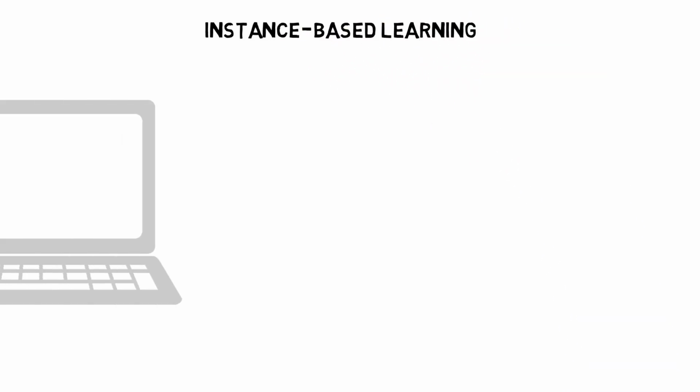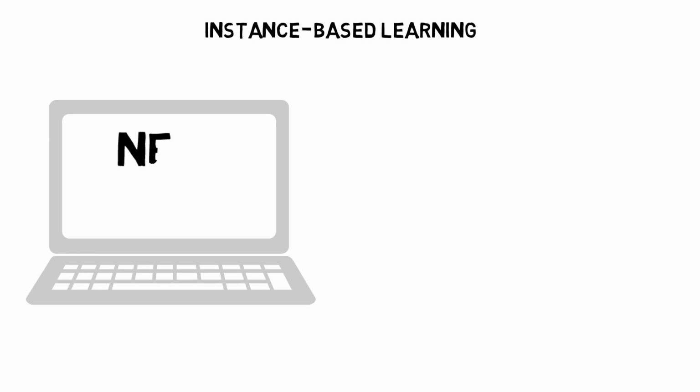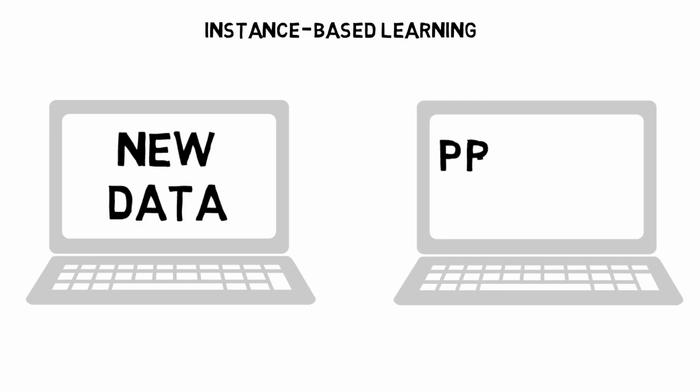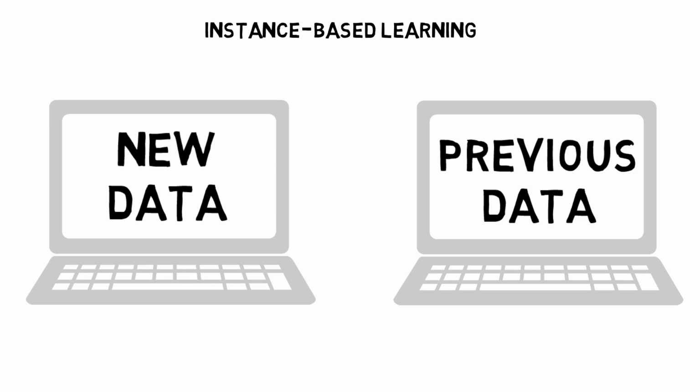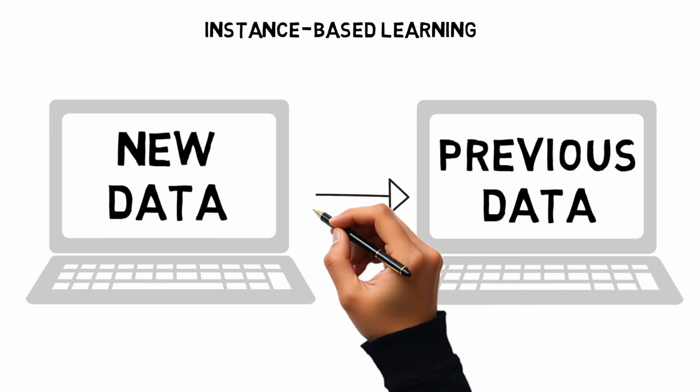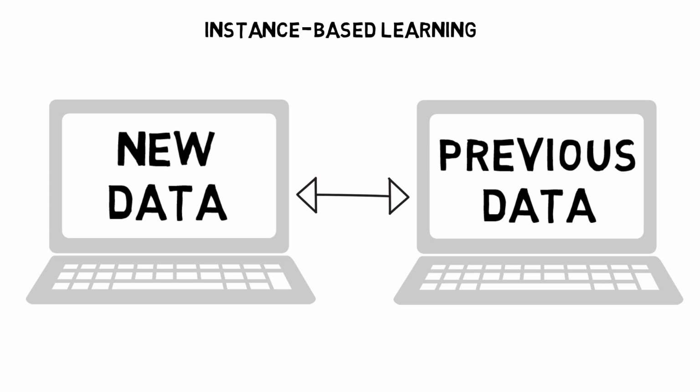Instance-based learning is a type of machine learning where predictions are made by comparing new input data to previously seen examples in the training data set. Instead of learning a general model of the data, the system looks for similar instances, examples, from the past, and uses them to make predictions.